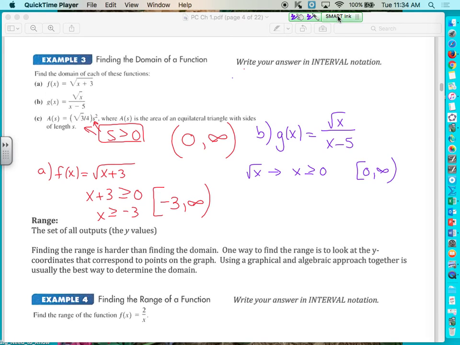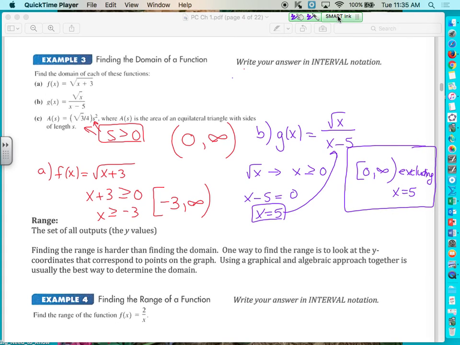But the only problem is in that interval there, if I include 5, that denominator is going to equal 0. And I don't want that denominator to equal 0. So I have to say that x can go from 0 to infinity, we'll say excluding x equals 5. So that's how I would write that interval notation there. And that's good enough for that.